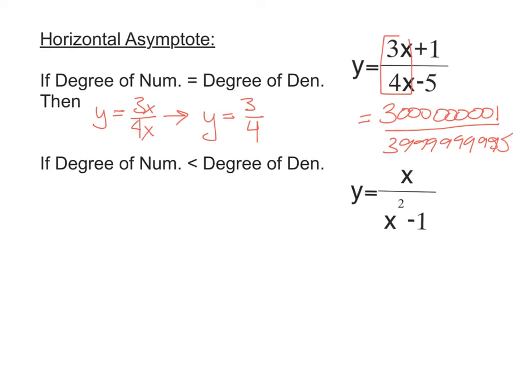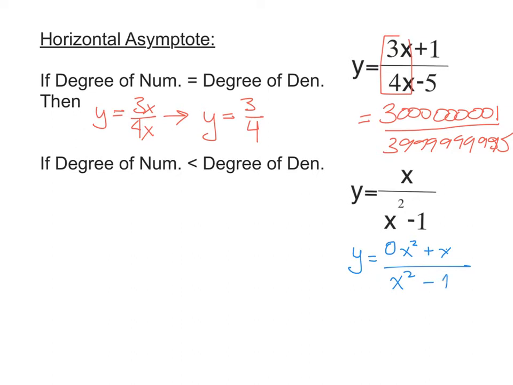The second situation I want to look at is what if the degree of the numerator is smaller than the degree of the denominator? Something like y equals x over x squared minus 1. Now, because that degree of the numerator is smaller, we could theoretically just rewrite this so that they do have the same degrees. We can look at this as 0x squared plus x over x squared minus 1.